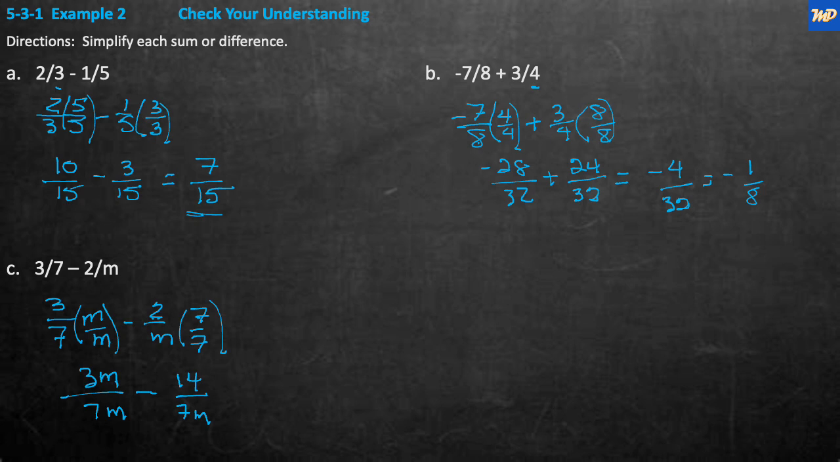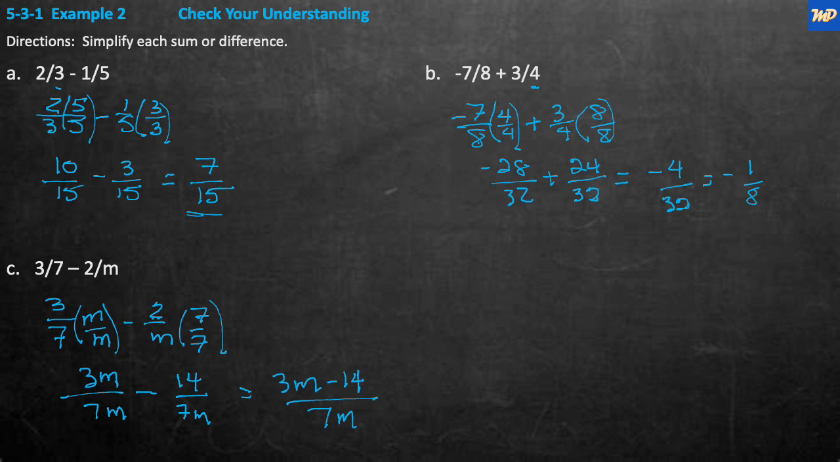And what can we do with that? There's no m's on the top. We have 7 m's on the bottom, which is what we want. So this really ends up being 3m minus 14 over 7m.